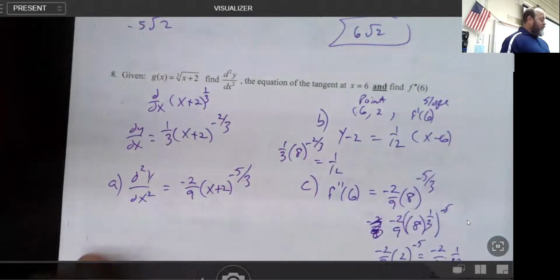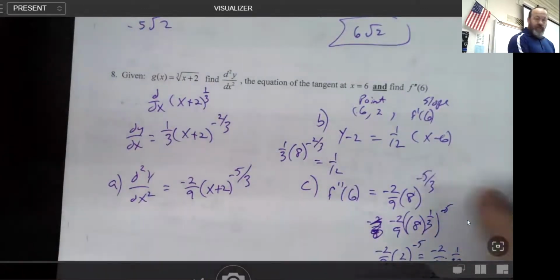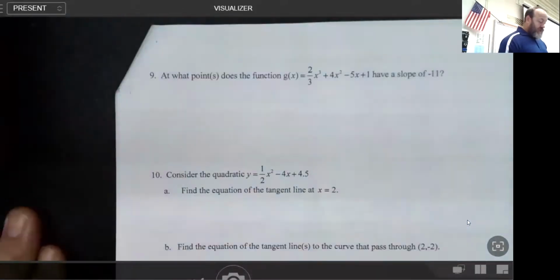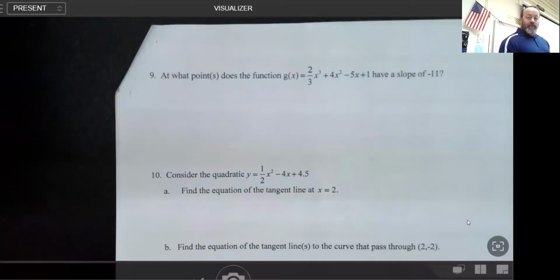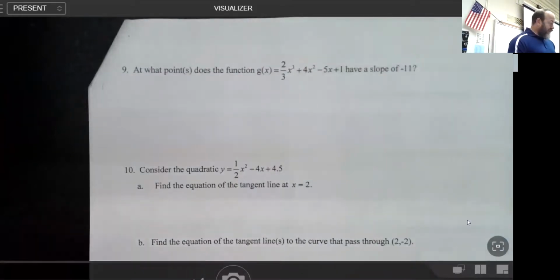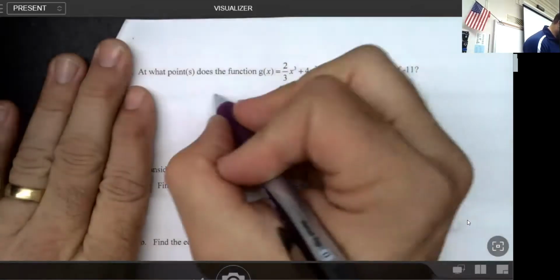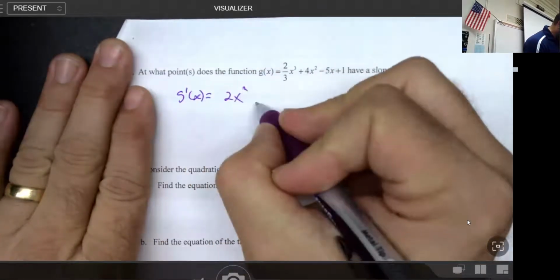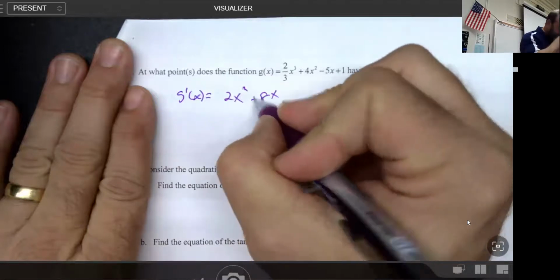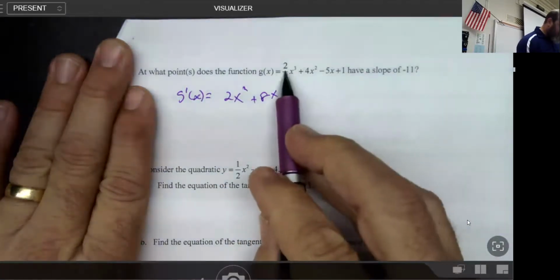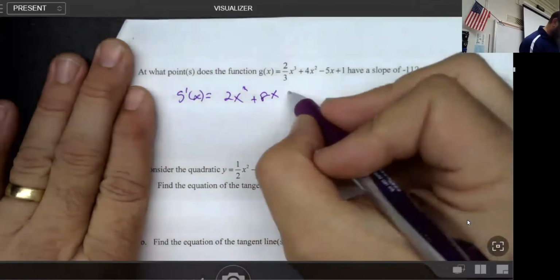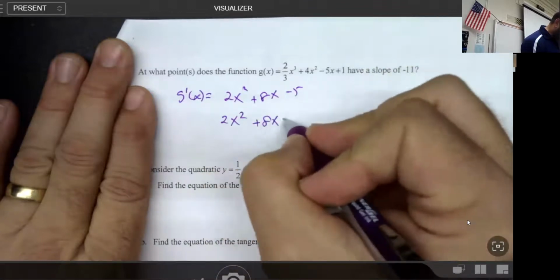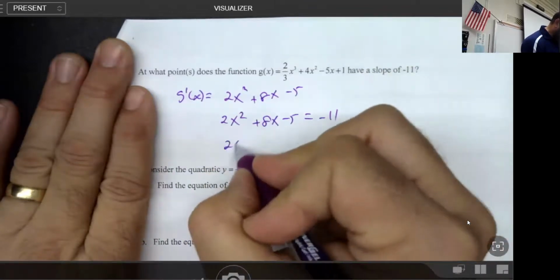All right, and let's see if we can go ahead and squeeze in one more before I stop this particular video, taking a look at number 9. At what point does the function have a slope of -11? So of course, slope comes straight off of g prime. If we take our derivative, this is quick and simple, this would be 2x squared plus 8x minus 5. We want to know where this value right here is equal to -11.